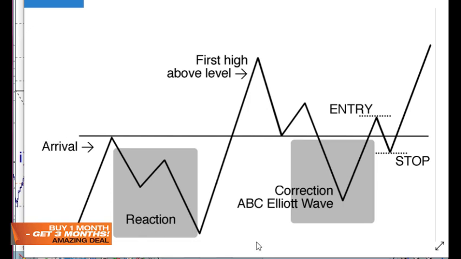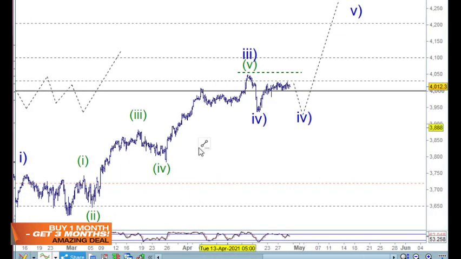But this is the pattern that's playing out across the 4,000 here with the arrival, the reaction, the first high above the level, the A, the B, and the C here. I don't know. We could just go straight up from there. All of this here looks quite impulsive. It could be wave 1 there, and I'd like to go long. But I know that if the DAX has got one more little high up here, that could just trap us. You know what I mean?